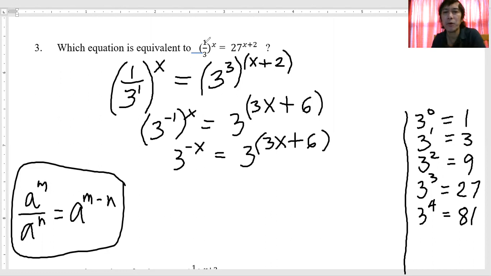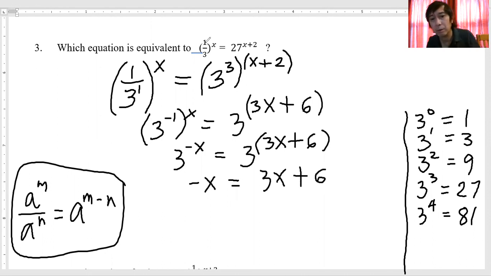So we now have both the left and right sides of the equation with the same base 3. They are now the same. It's no longer 1/3 and 27. All right, we can now drop the bases 3 and just equate the exponents. So negative x is now equal to 3x plus 6. And this is now simple. We will just solve the linear equation, and we will have the value of x.